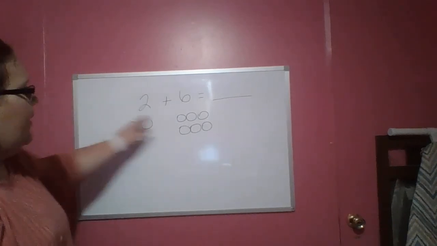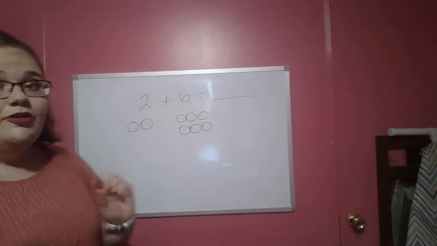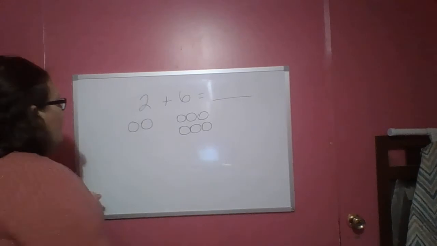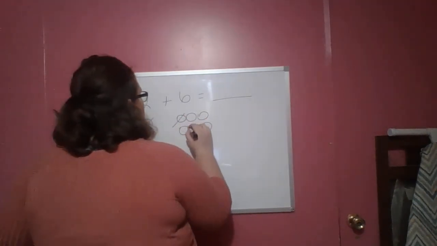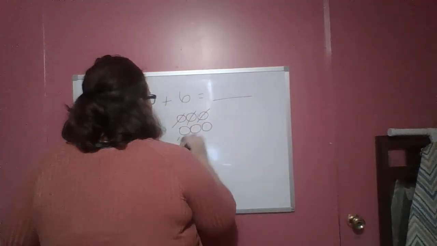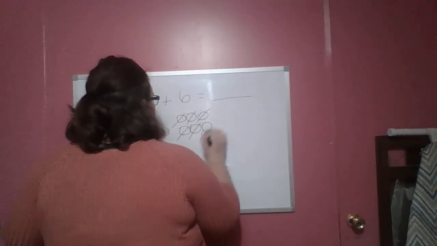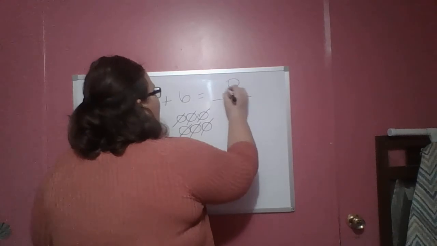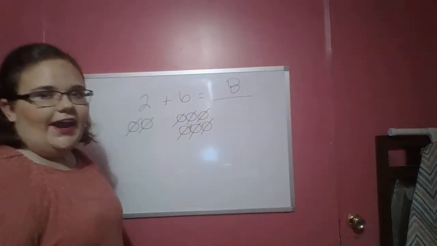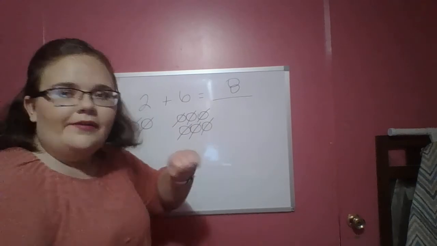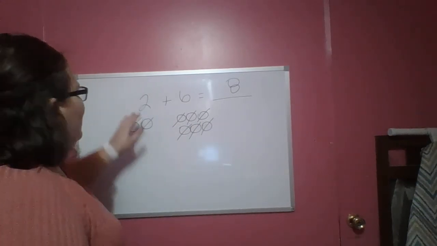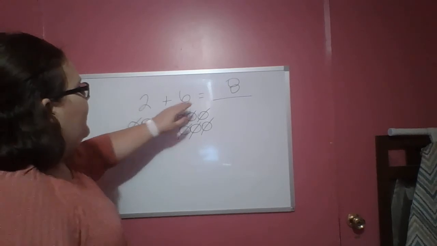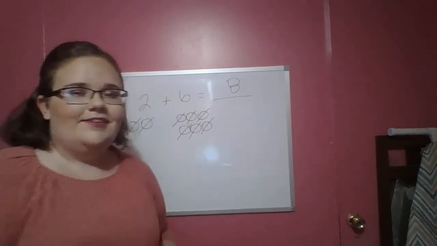So now I'm going to add both sets of circles together. Okay, so count with me. 1, 2, 3, 4, 5, 6, 7, 8. So our answer is the number 8. That's a weird looking 8, but an 8 nonetheless. So read the equation with me. We have 2 plus 6 equals 8. Good job.